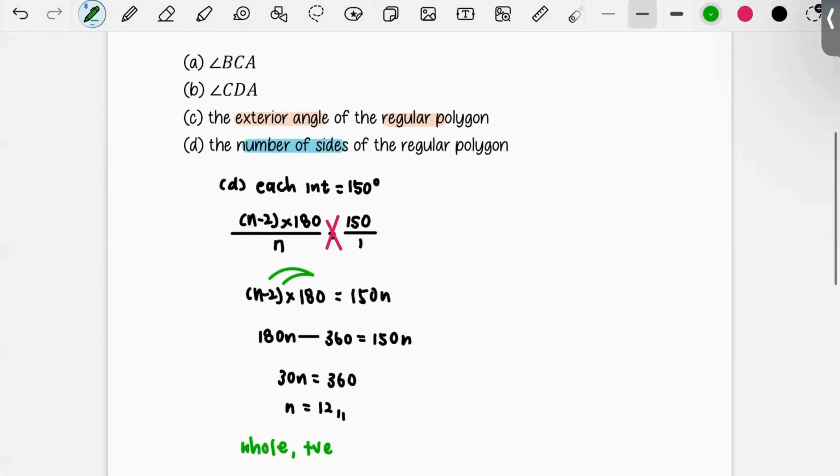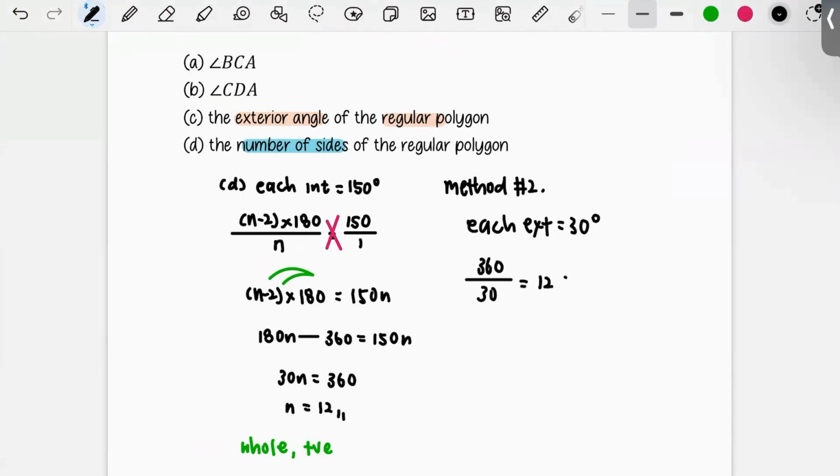Not difficult, right? But what if I tell you that you can even do it faster? Another method is that you remember just now, each exterior angle is actually 30 degrees. What's the sum of exterior angles? No matter how many sides, 360, right? So you just divide, then you will also get 12 sides from here.